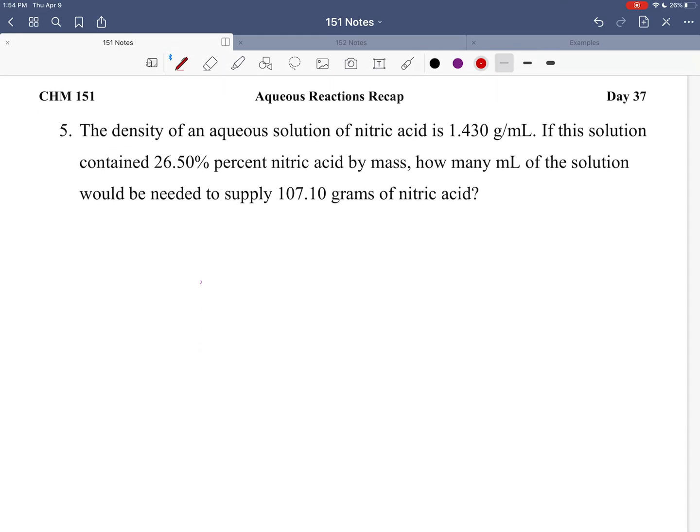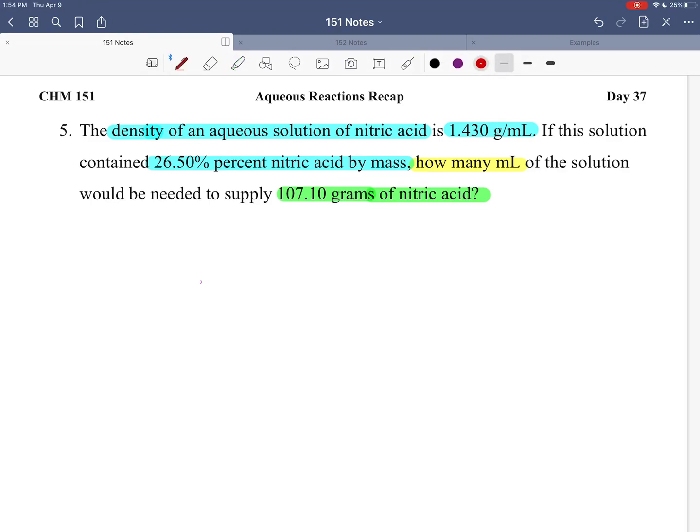Number 5. The density of an aqueous solution of nitric acid is 1.43 grams per milliliter. It's 26.5% nitric acid by mass. How many milliliters of the solution would be needed to supply 107.10 grams of nitric acid?